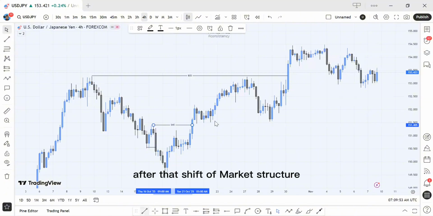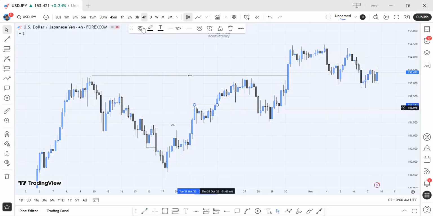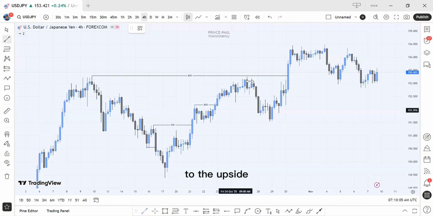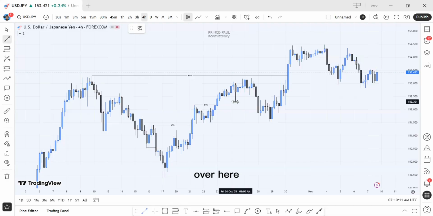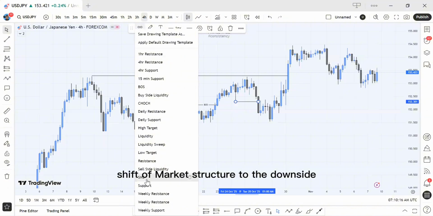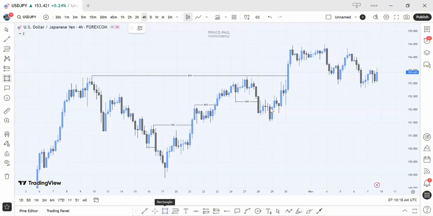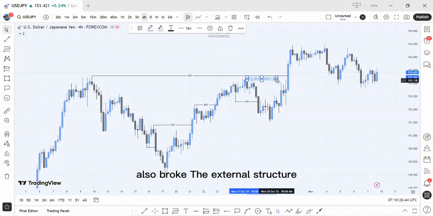After that shift of market structure, you continue to notice other breaks of structure to the upside. This was a break of structure to the upside. This was another break of structure to the upside. But before we got that break of structure, we had this shift of market structure to the downside over here. Yes, I'm just going to mark that shift of market structure to the downside. And after that, we had an impulsive move, these impulsive candles that broke this internal structure to the upside. And not just the internal structure, they also broke the external structure.